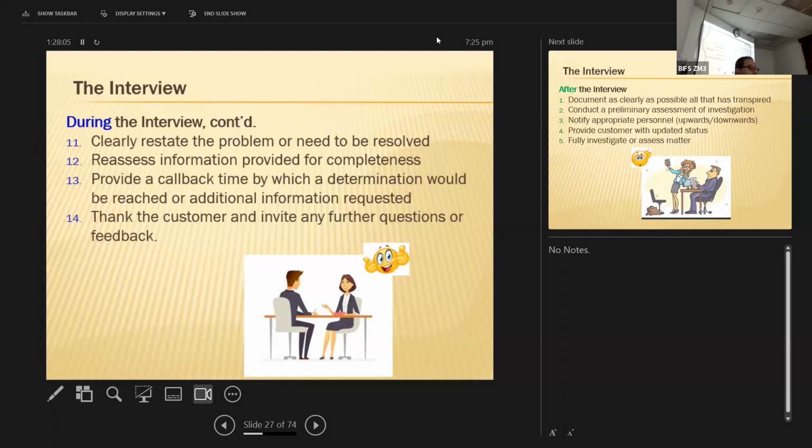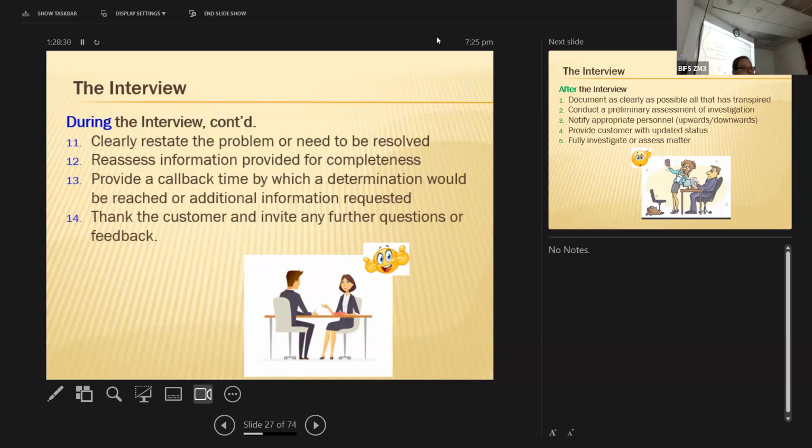More than likely, there's some additional stuff that the client will have to provide. So you would let them know what additional information you need in order to firm up the decision on the loan application or to handle whatever that query may be.